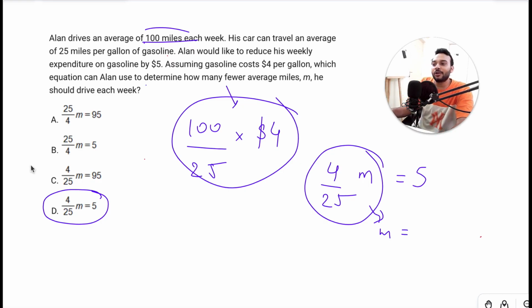None of the options shows the total number of miles he should be traveling. If you look at option A, it's 25 over 4 times m. First of all, this can never be the expression for the cost. It will always be 4 over 25, the dollars over the number of miles. Option C is the only other candidate, but 4 over 25 m cannot be equal to 95. Otherwise, this means they are reducing the cost by $95 instead of $5. So option D is the correct one.